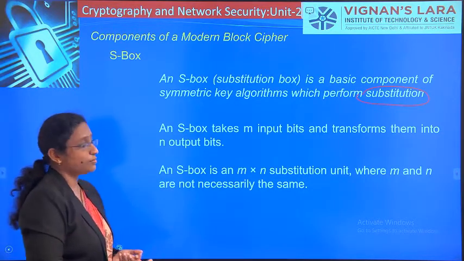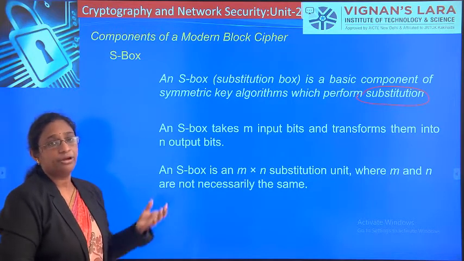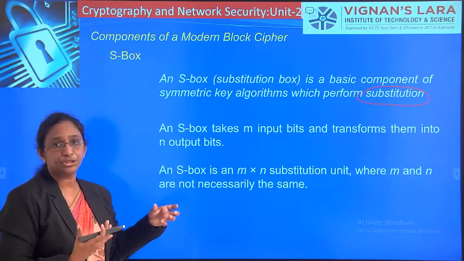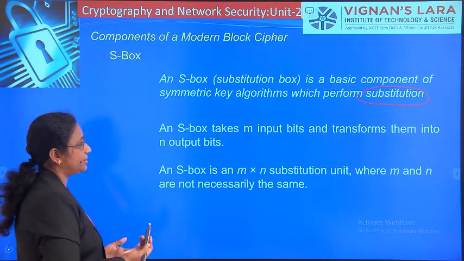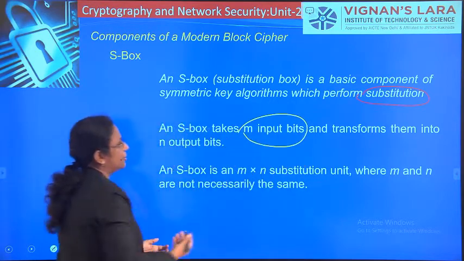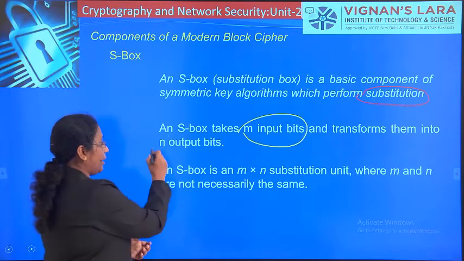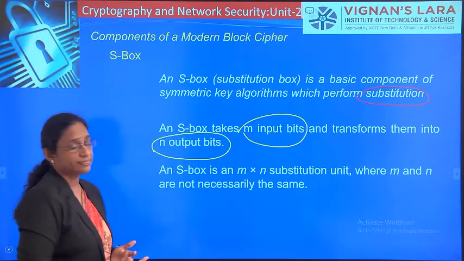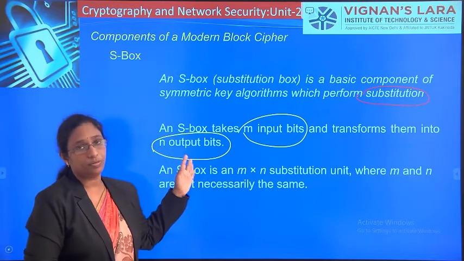So the S box is for substituting the bits, where each input bit is substituted with another output bit. The S box takes m input bits and transforms them into n output bits. Transforms means that each input bit is replaced with some other output bit.